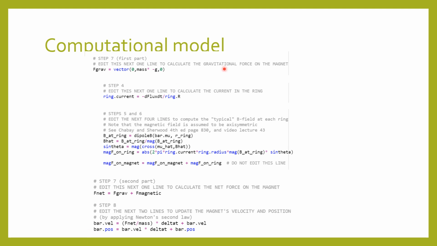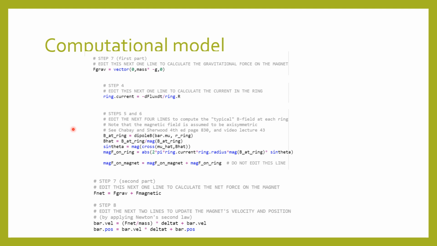Then for the next few parts, first we calculated the gravitational force on the magnet, as you can see here, which was just a vector in which we consider the mass and the gravitational acceleration constant. Then for the next step, we calculated the current in the ring, and then we calculated the typical B field at each ring, and we did this considering the magnetic field to be axisymmetric.